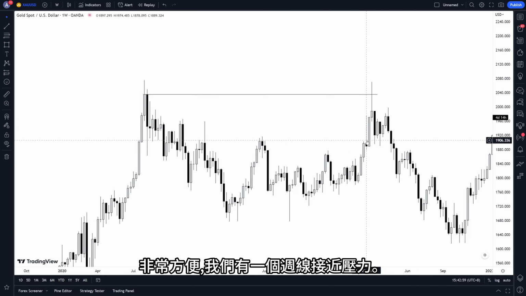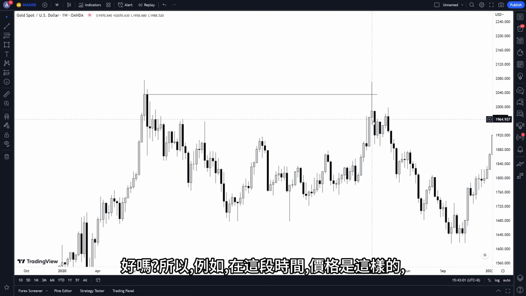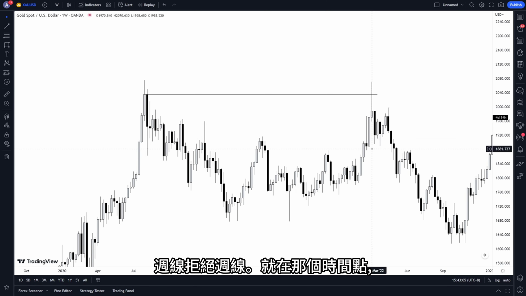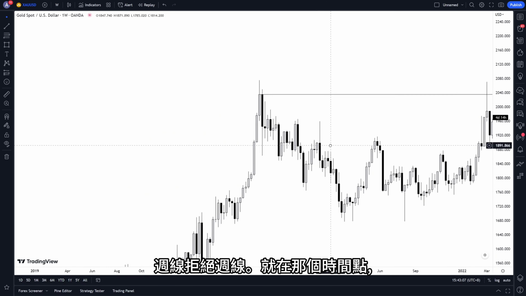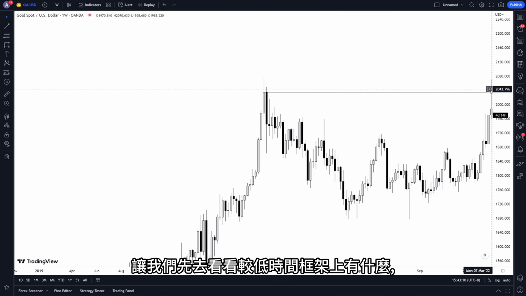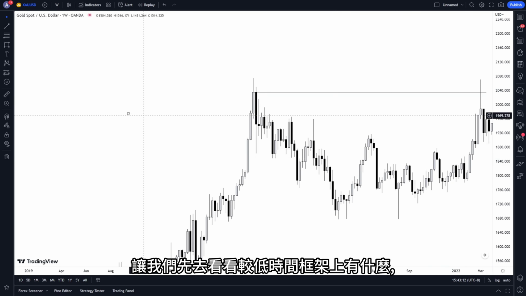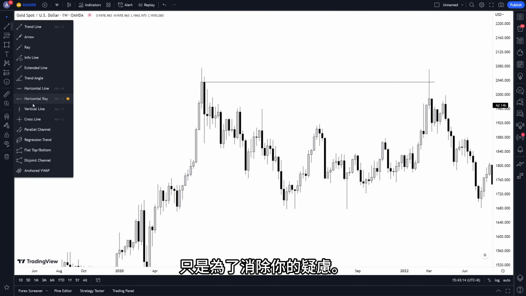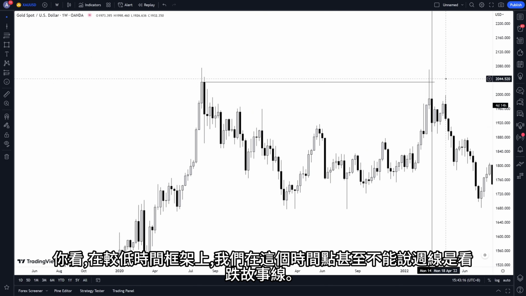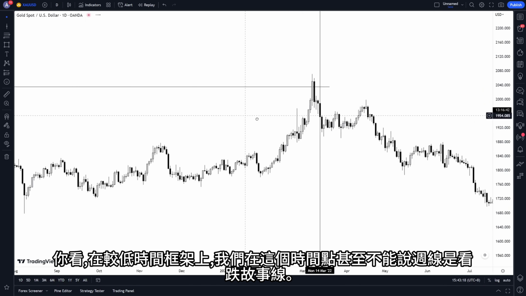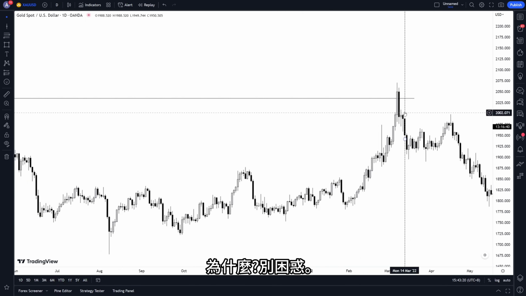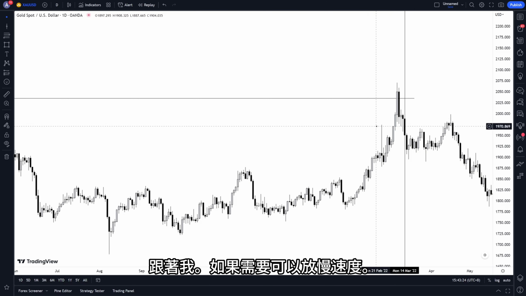Weekly rejected weekly. And what is weekly created? Very conveniently, we have a weekly new resistance. If, for example, during this time price was like this, weekly reject weekly, just at that moment in time, let's go and see what we have on the lower time frame first, just to clear your doubts. You see, on the lower time frame, we cannot even say at this moment in time that the weekly is a bearish storyline. Why?